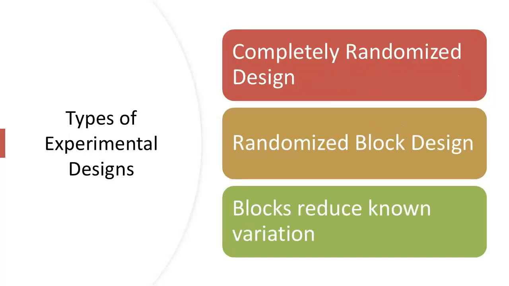There are two common design structures. Completely randomized design: everyone is randomly assigned to groups. Randomized block design: first group similar subjects into blocks, then randomize within each block. Blocking helps control for known sources of variation.